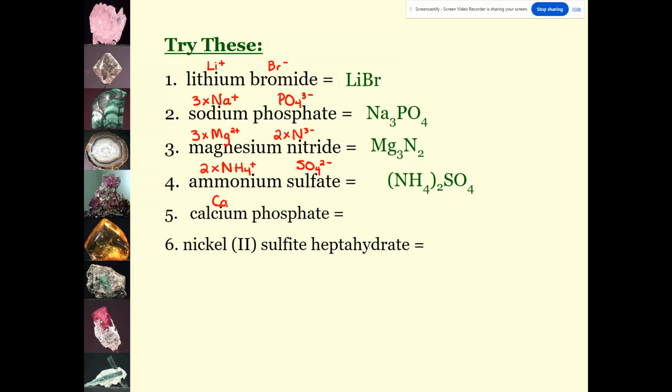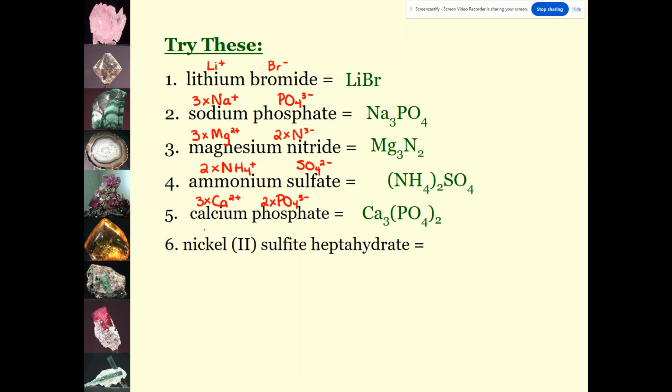The fifth one is calcium, which is Ca2 plus, phosphate, which is PO4 3 minus. So we have another one where we're going to need to get them to the lowest common multiple. I think that's the right math word there. The lowest common multiple, which is 6. So I need 3 calciums and 2 phosphates. So I have a 3 after my calcium and my phosphate in brackets with a 2.